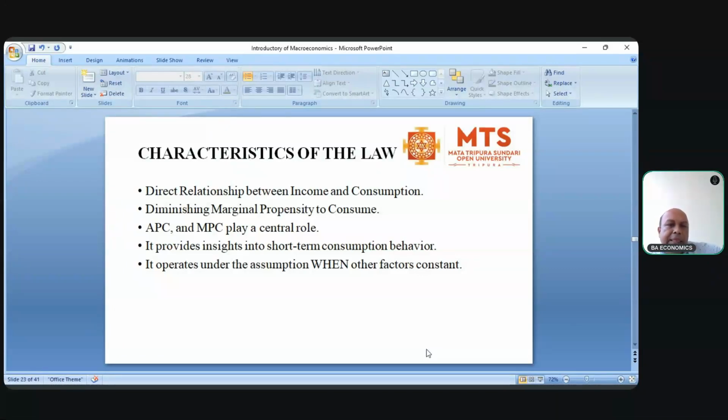This theory is basically applicable in the short run or short period. When we discuss this theory, we assume that certain other factors are constant, because there are many external factors which may directly affect this theory. So we assume those external factors to be constant. These are the basic assumptions of this theory: a direct relation between income and consumption, diminishing marginal propensity to consume, diminishing marginal value of income, applicability in the short run, and other factors being constant.